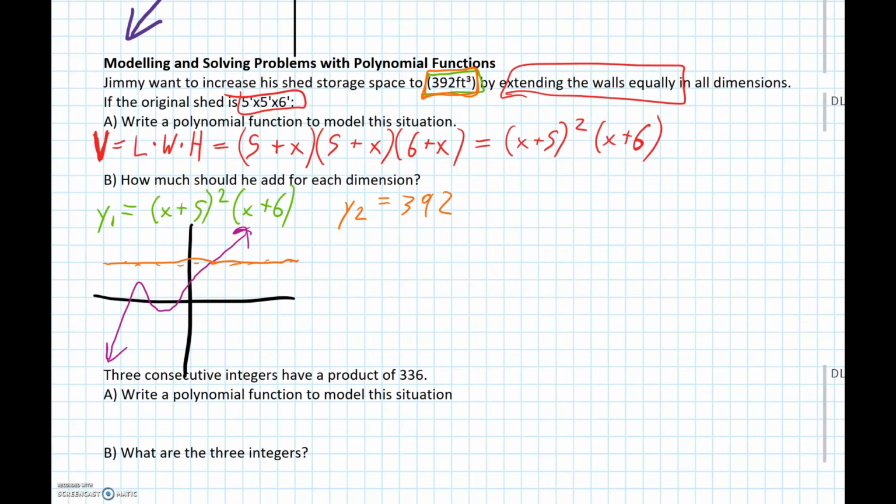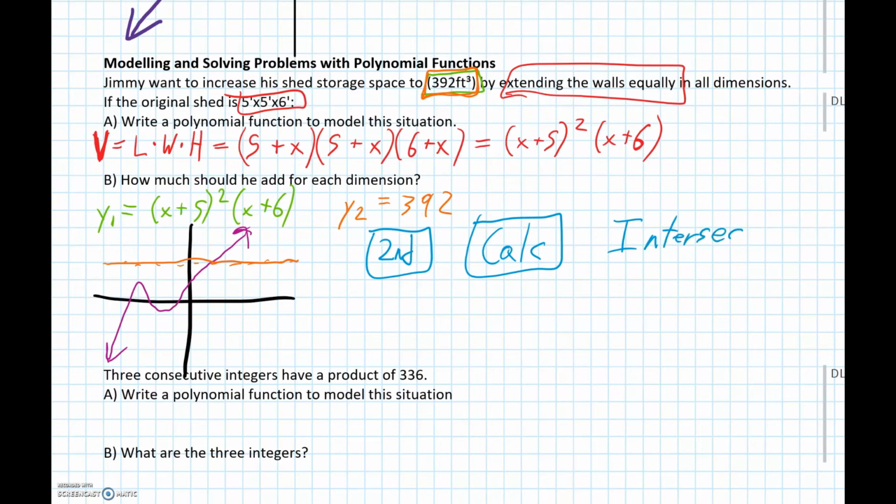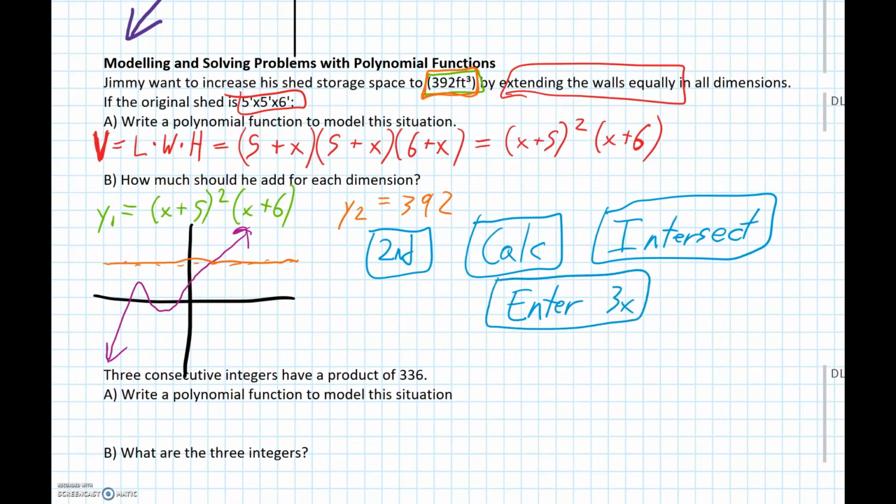All right, and then what we need to do is find the intersect. So we use second function, calc, just calculate, and then intersect, and then move the cursor to the right point and hit enter 3 times. So the little blinking cursor should get to this point here. And let's just see if I can figure that out really quickly here.